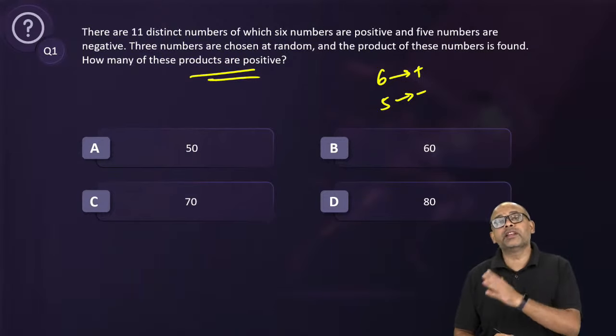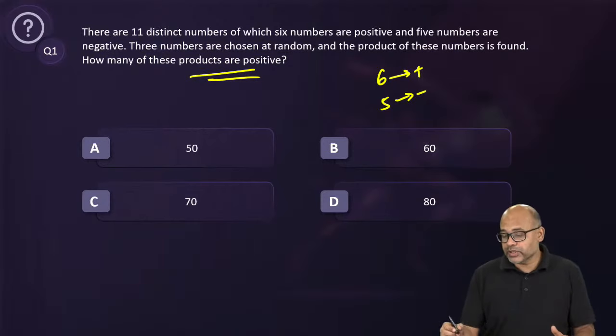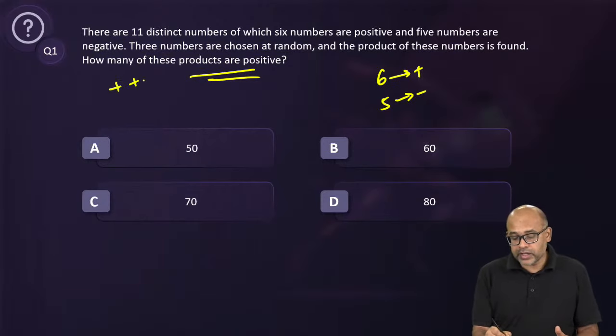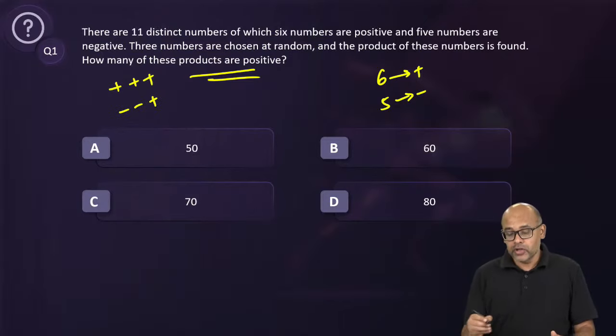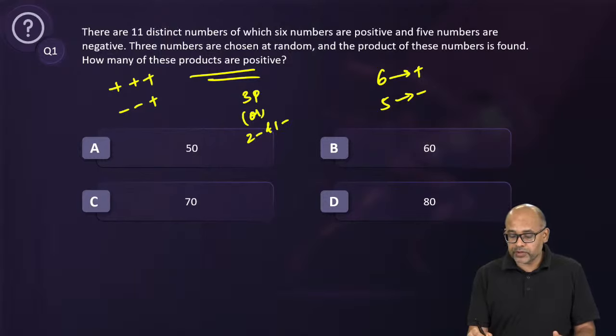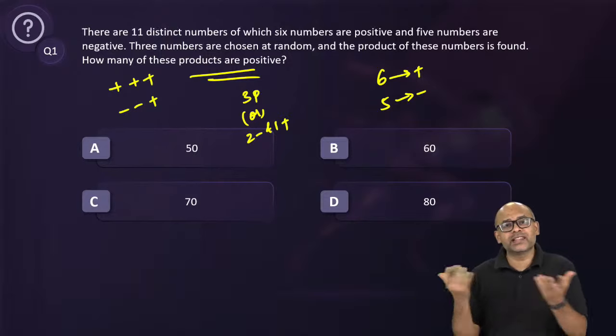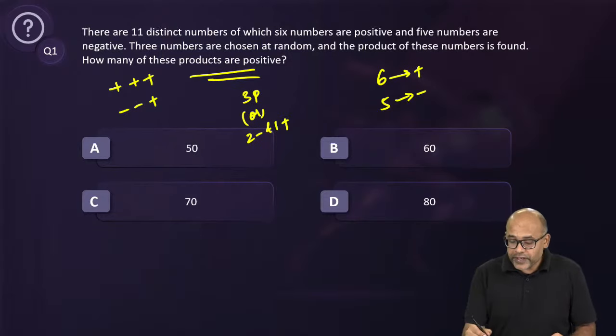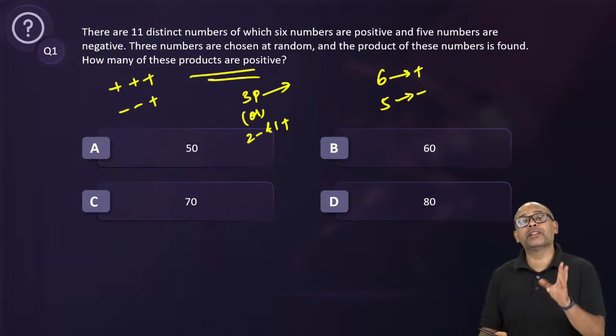Now when you're multiplying 3 numbers, the answer can be positive in how many ways? All 3 can be positive, or 2 of them are negative and 1 more is positive. So basically 3 positives or 2 negative and 1 positive. These are the 2 cases. Is there a third case? No. So find the number of ways in which you can pick 3 positive numbers.